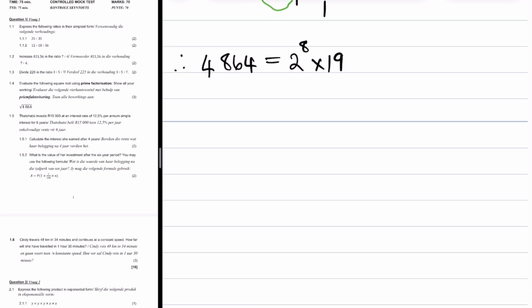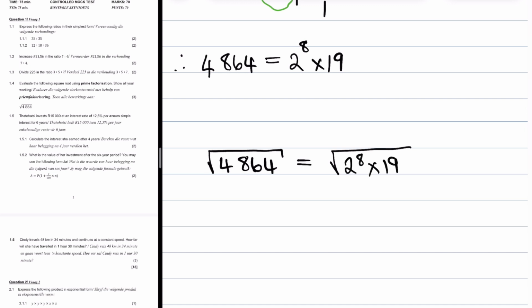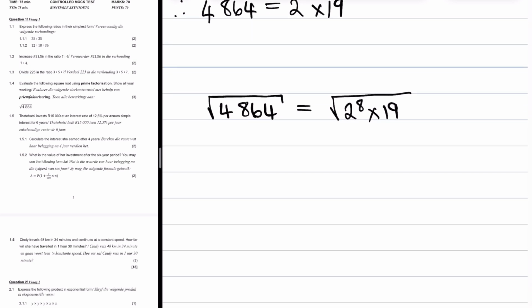So this means then that the square root of 4,864 can be written as the square root of 2 to the power 8 times 19, because they are the same thing. And this is where we now get to simplify. At this point, you need to understand that we have a product underneath the square root sign.